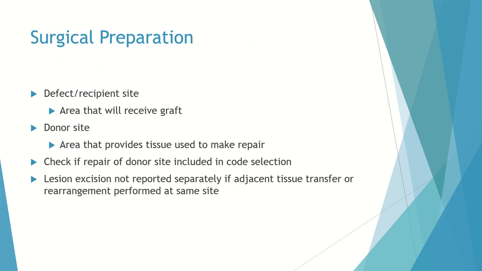Surgical preparation. Defective recipient site, this is an area that will receive a graft. And a donor site, this is the area that provides the tissue used to make the repair. So think of it like if you're donating clothes or food, you're the donor. If you are donating, say, half a kidney, then you're the donor. You're the donor site. Your kidney is the donor site. The defective recipient site would be whoever you're giving your kidney to, or whoever you're giving your clothes or food to, for this example.